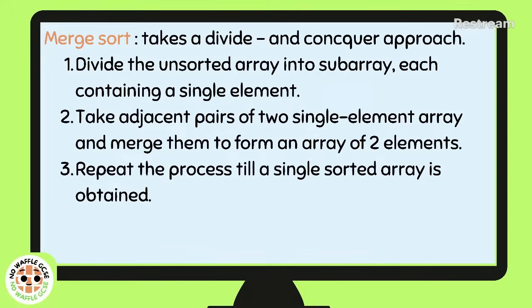You then take the adjacent pairs, so the ones that are next to each other, bring them together, and you merge them to form an array of 2 elements. But when you are merging them, you merge them back in order. You then repeat that process till a single sorted array is obtained.